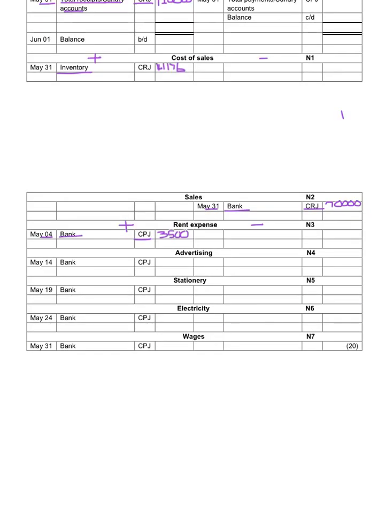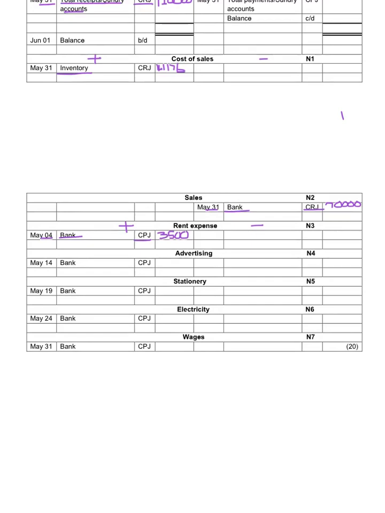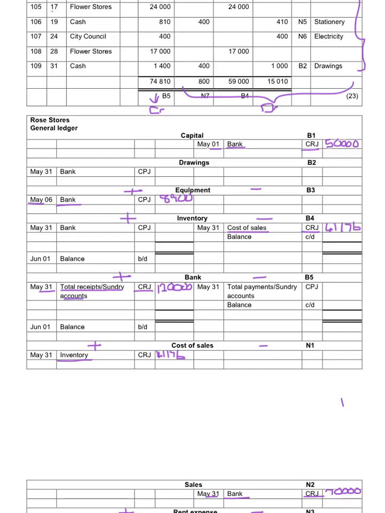Advertising will increase on the 14th with 800 rand, indicating that bank is credited. Stationery will increase with 410 rand. Bank was credited. Electricity will increase with 400 rand. Bank was credited. On the last day, the owner took goods for their own use, so the drawings account will be debited with that 1,000. Drawings always increase on the debit side.